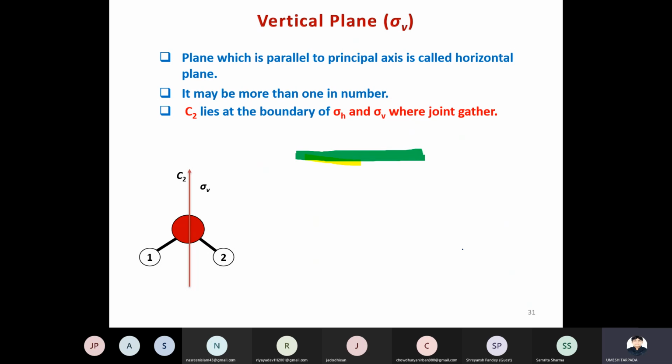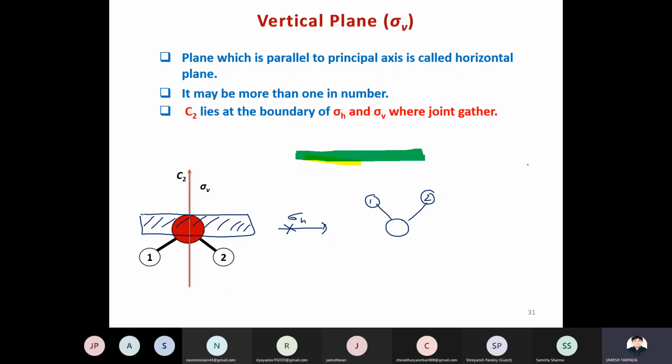So this is a C2 axis. Can we take sigma h here, yes or no? This is a C2 axis, which is in the plane of the mobile. So can we take a plane which is perpendicular to the C2 axis in this way? Is it possible? No, sir. No, because if you apply this plane, then you get a non-equivalent structure. So you cannot take this.